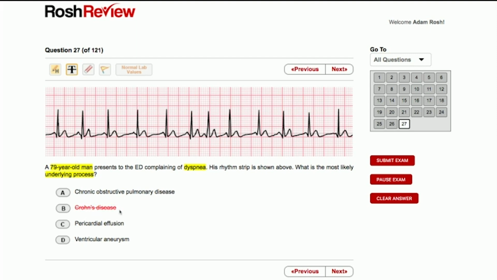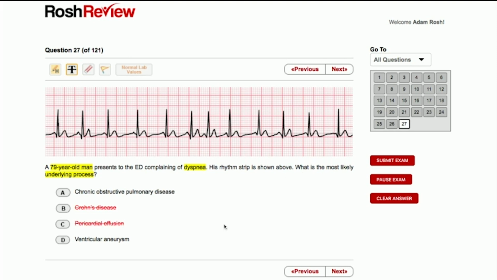We have pericardial effusion, choice C. Pericardial effusion, interesting. You could have a few different ECG presentations. You could have sinus tachycardia. You could have electrical alternans, which is varying amplitudes of the QRS complex. And you could also have low amplitude QRS complexes due to the fluid within the pericardial sac, so that will lead to a decreased amplitude of the QRS complexes. No, we don't see any of that here. So I'm going to cross out pericardial effusion.